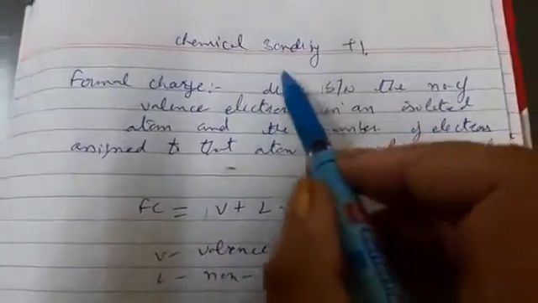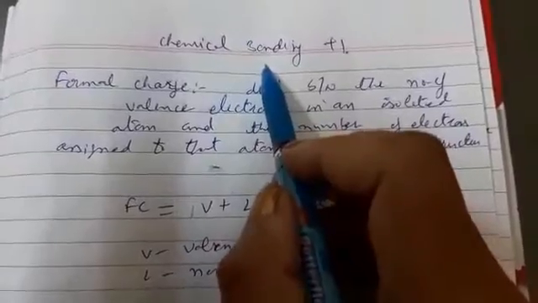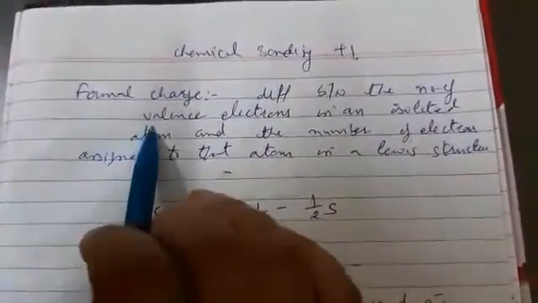Hello students, so this is a +1 chemistry class and the chapter we are doing is chemical bonding, and today we will discuss the topic formal charge.